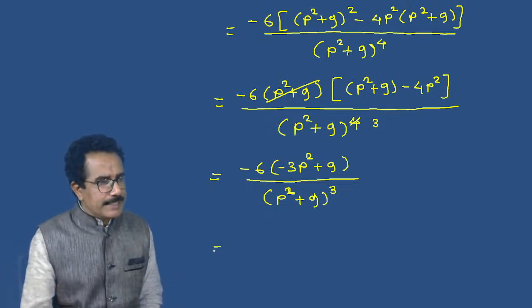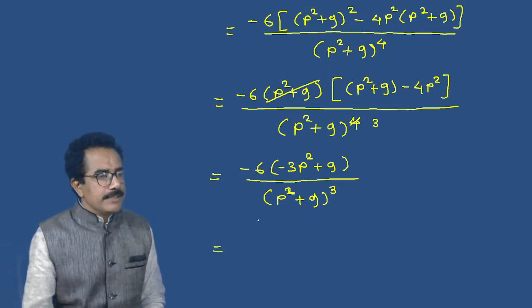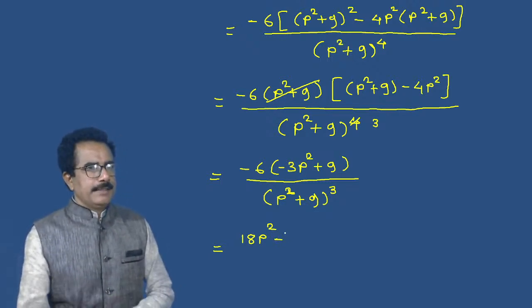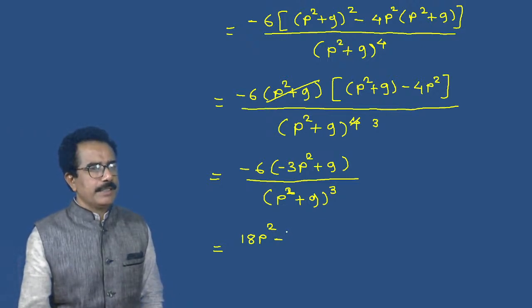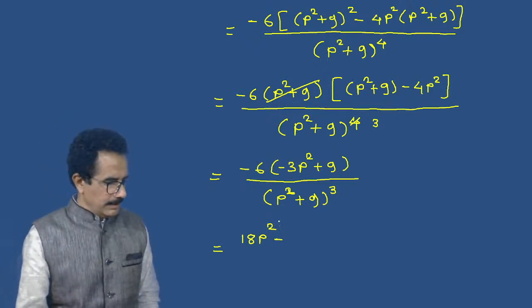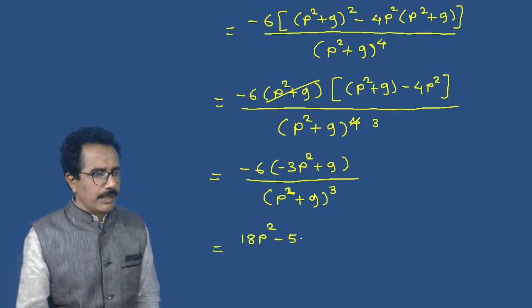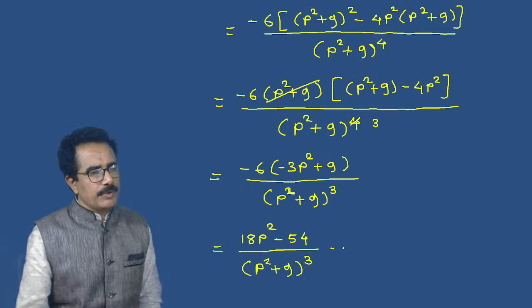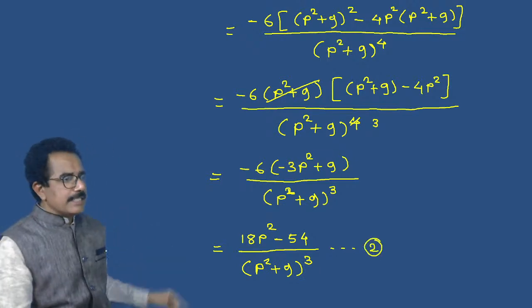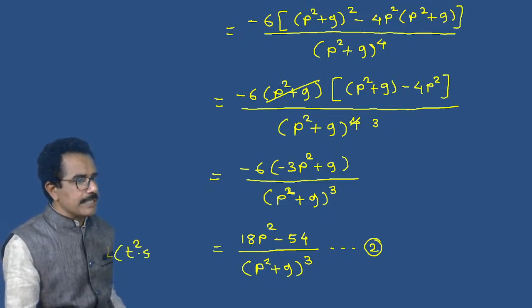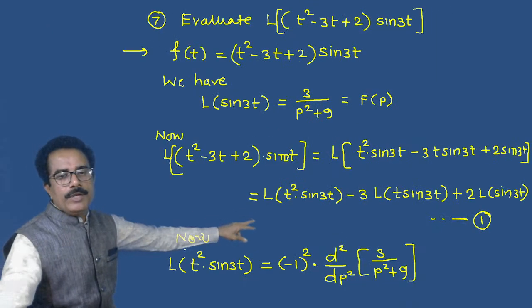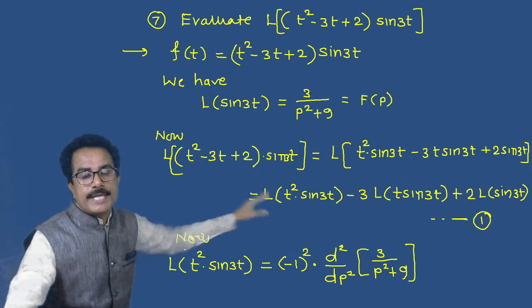Okay, so we can multiply this inside. Now multiply by 6. Then what will happen? So 18p square minus, how much comes for the power? 9. Is it correct? 9 into 3p square and 9, how much do they come? 54, divided by (p square plus 9) bracket cube. Suppose this is equation number 2. This is the result of Laplace transformation of t square into sine 3t. Okay, that means we have calculated the Laplace transformation of t square into sine 3t.